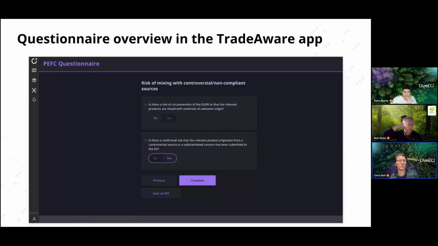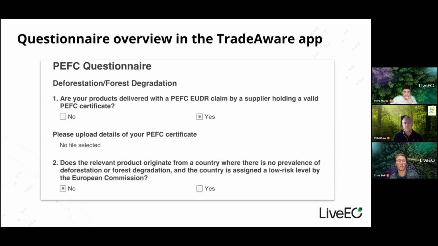And then very much the same again of looking at how it looks for the risk of mixing with controversial or non-compliant sources. And then, of course, you can export those finished questionnaires and pass them on to any buyers that you may be operating with, and use that to evidence to them that you've checked the legality of the product.